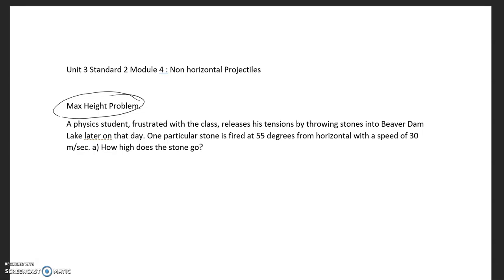Everyone, this is Unit 3, Standard 2, Module 4, focus again on non-horizontal projectiles. So here we are going to focus on a max height problem. A physics student, frustrated with class, releases his tensions by throwing stones into the Beaver Dam. One particular stone is fired 55 degrees from horizontal, and it's fired with a speed of 30 meters per second. So the question is, how high does this stone go? So what's the maximum height it reaches?